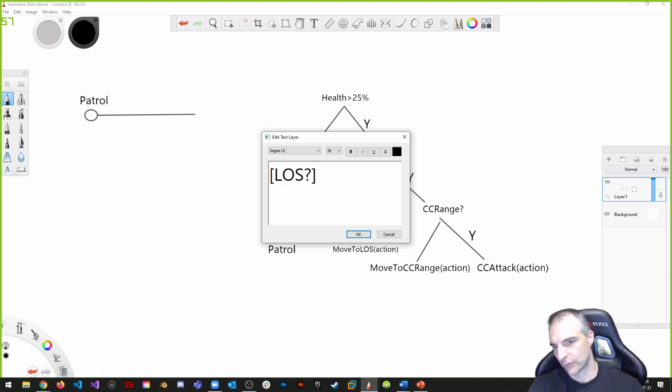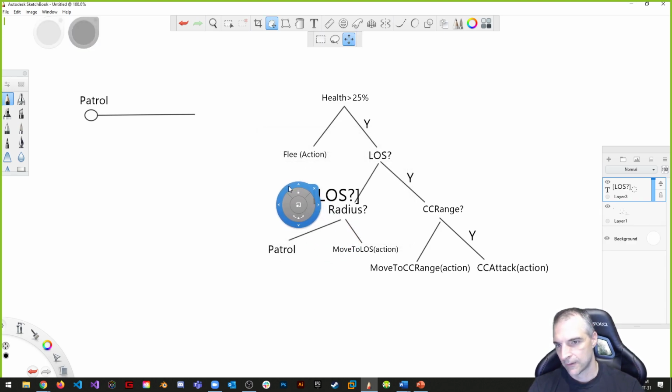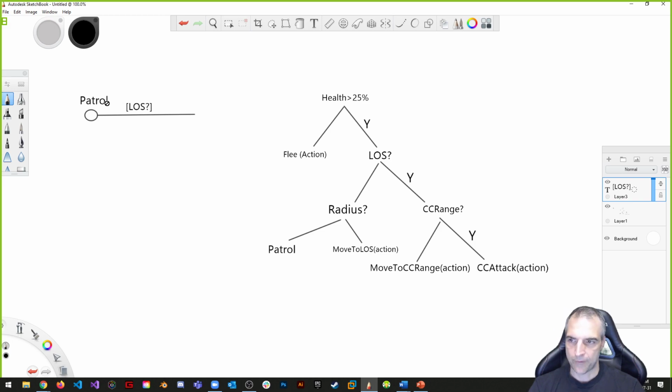So remember, I put those in square brackets. I have line of sight, right? If I have line of sight, then I can get out of patrol state. This is this part here. So I'm out of line of sight. If I have line of sight true, then I'm going to be into something else. I'm going to be moving into combat range, right? So I have line of sight. That's what this means. Okay. So from here, now I'm going to move to combat range. That's the next thing I'm going to do, right?